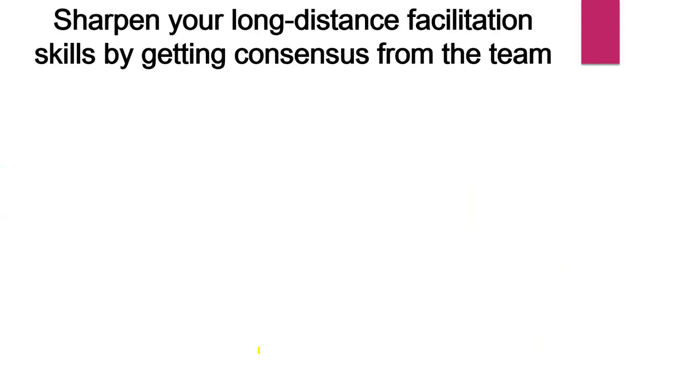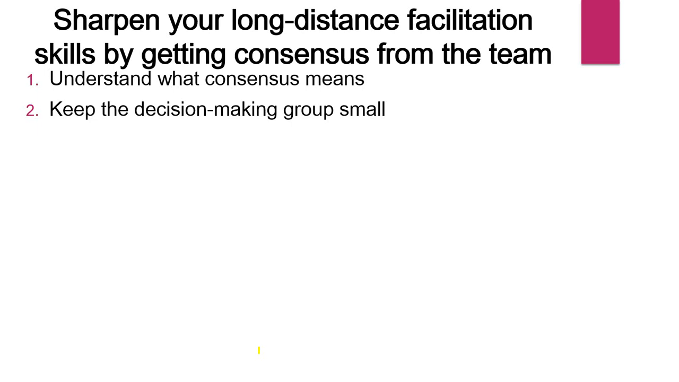So in this, let's see. Sharpen your long distance facilitation skill by getting consensus from the team. Understand what consensus means. It is very difficult for me to pronounce this word. Next one is keep the decision making group small. For example, you took four guys from four teams, and including you there are five now. So keep that decision making group small. You should not include 50 people in that decision making group.